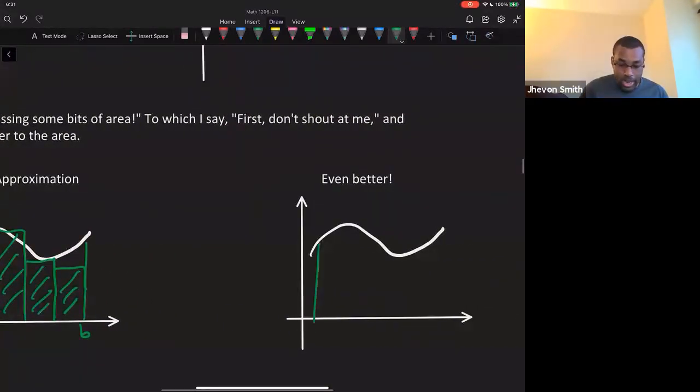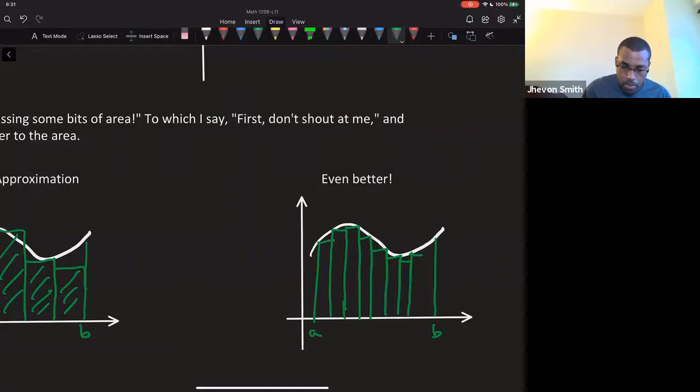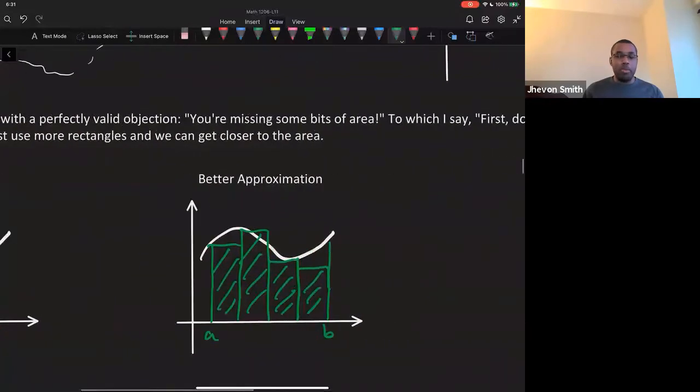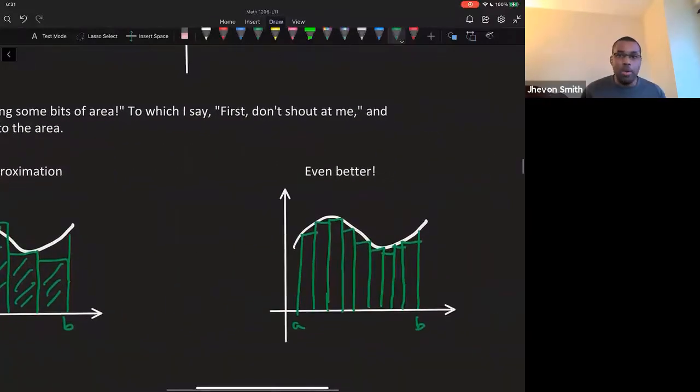I can keep going like here's A, here's B, and make even smaller rectangles to fill in these spaces a little more. And that's even better, right? So we can go from good approximation, better approximation, even better approximation. And the better we want to make our approximation, the more rectangles we use. And that's all there is.